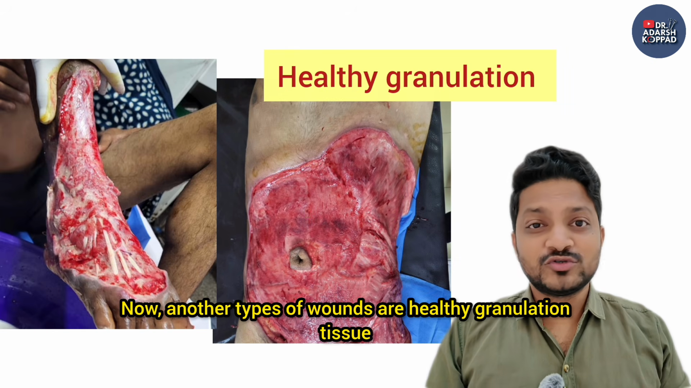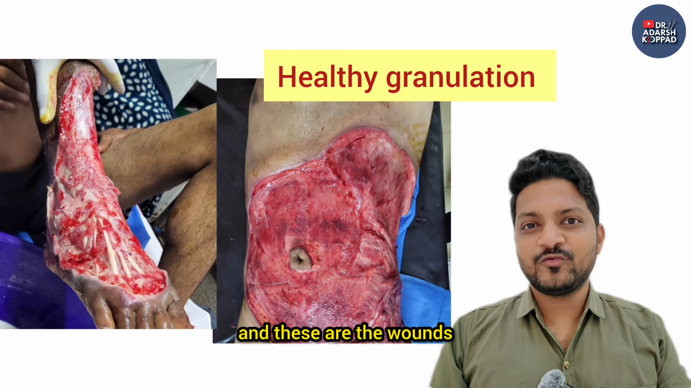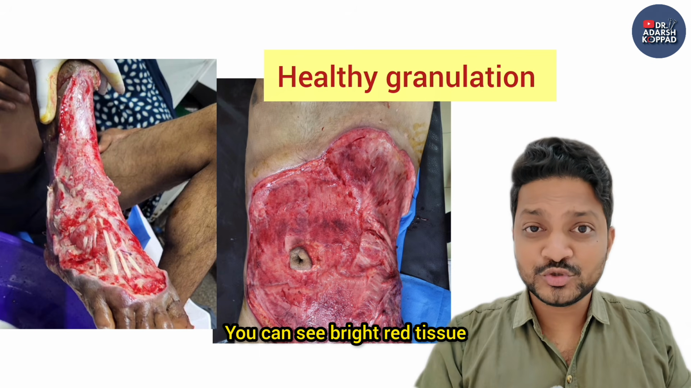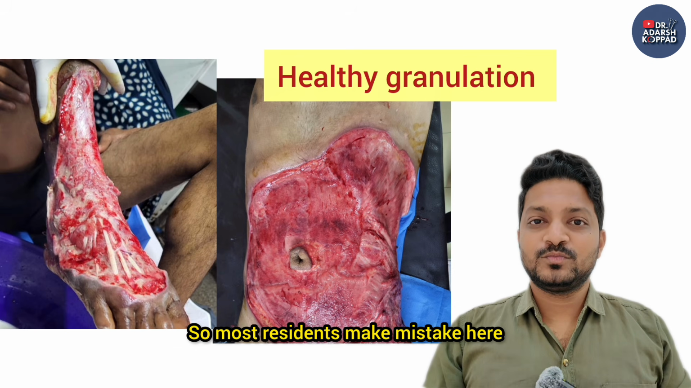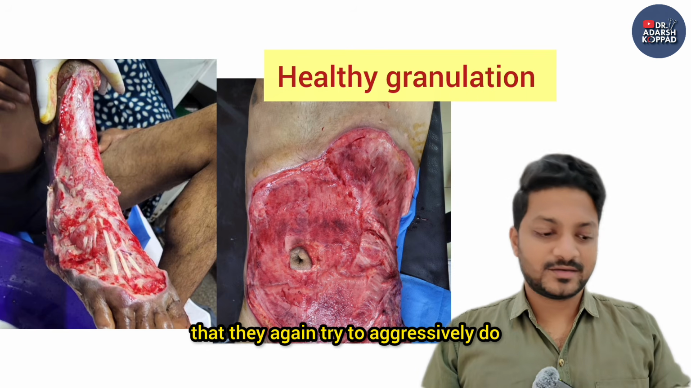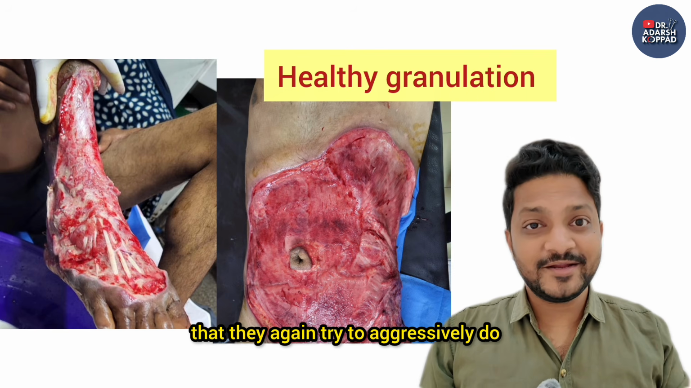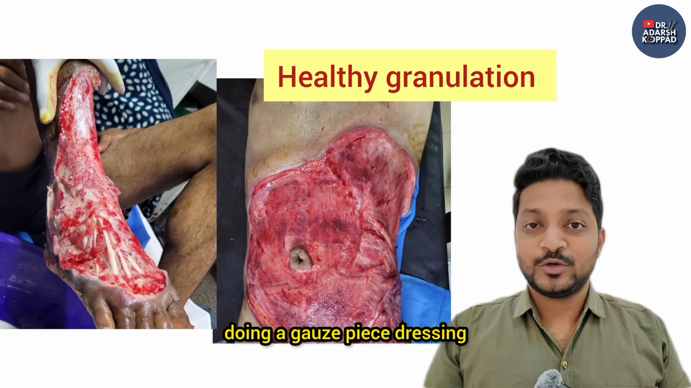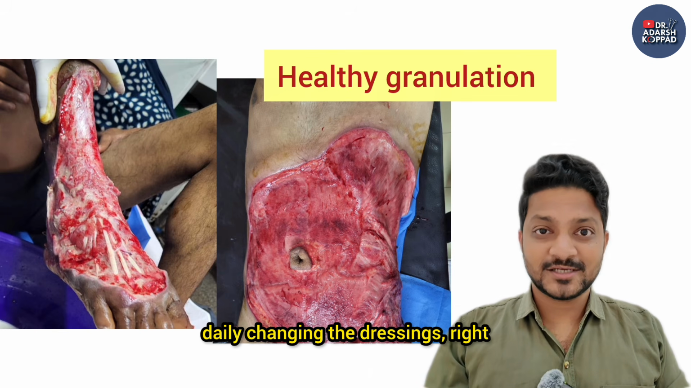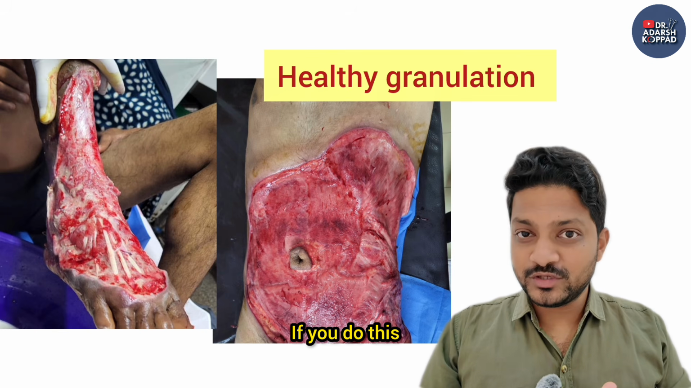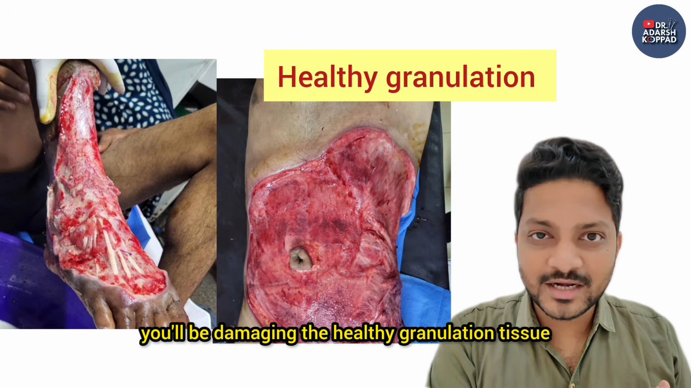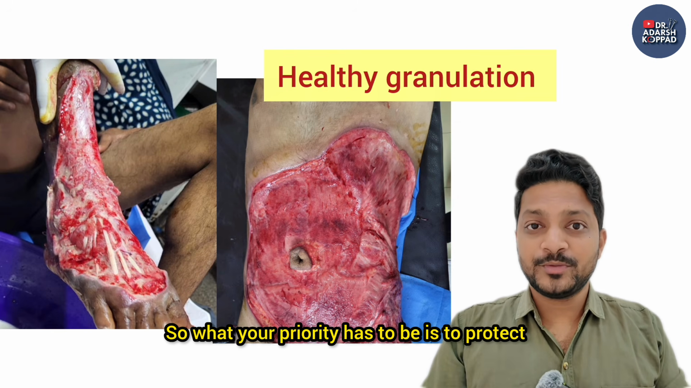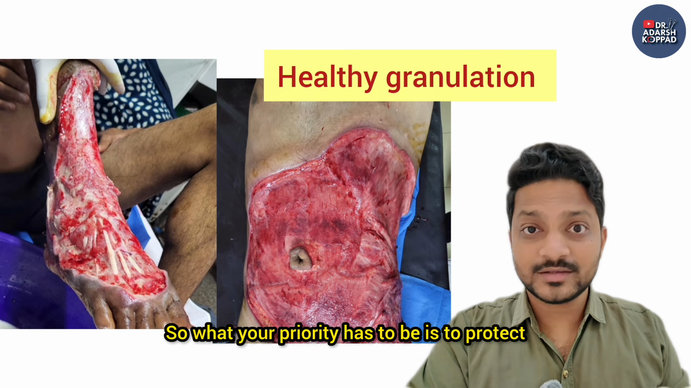Now, another type of wounds are healthy granulation tissue, and these are the wounds which you find after the VAC therapy. Right? You can see bright red tissue which bleeds on touch. So, most residents make a mistake here that they again try to aggressively do dressing for it, like daily cleaning it with Betadine, doing a gauze piece dressing, daily changing the dressings. Right? If you do this, you will be damaging the healthy granulation tissue and you will be hampering the wound healing. So what your priority has to be is to protect the granulation tissue.